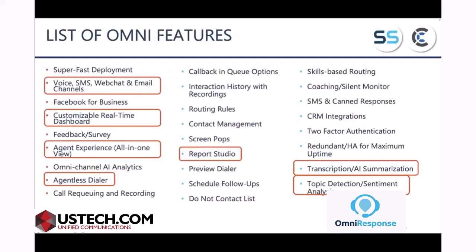So those are some of the features OmniResponse has to offer. Again, we talked about those different channels: voice, SMS, web chat, and a real-time dashboard. Usually that's another big thing. When people go to that next tier, the contact center tier, they want robust reporting. That's what OmniResponse can offer you.